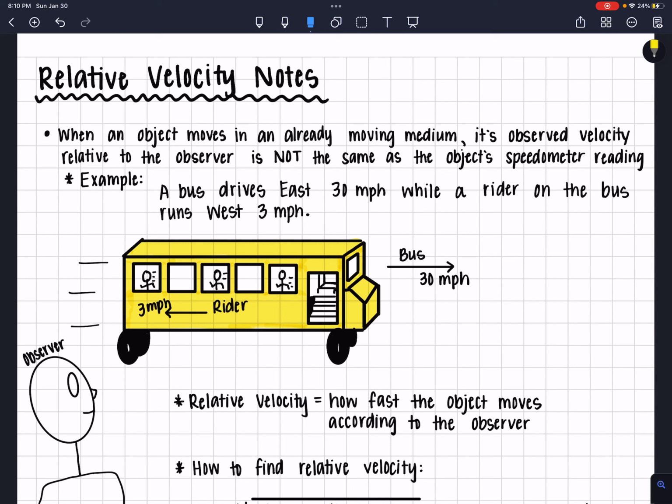All right, this is part one of our relative velocity notes. So, when an object is moving in an already moving medium, its observed velocity relative to the person observing it is not the same as that object's speedometer reading. In other words, the speed that that object perceives itself to be going at. And this description seems kind of vague. There's a lot of confusing terminology in here that we haven't used consistently.